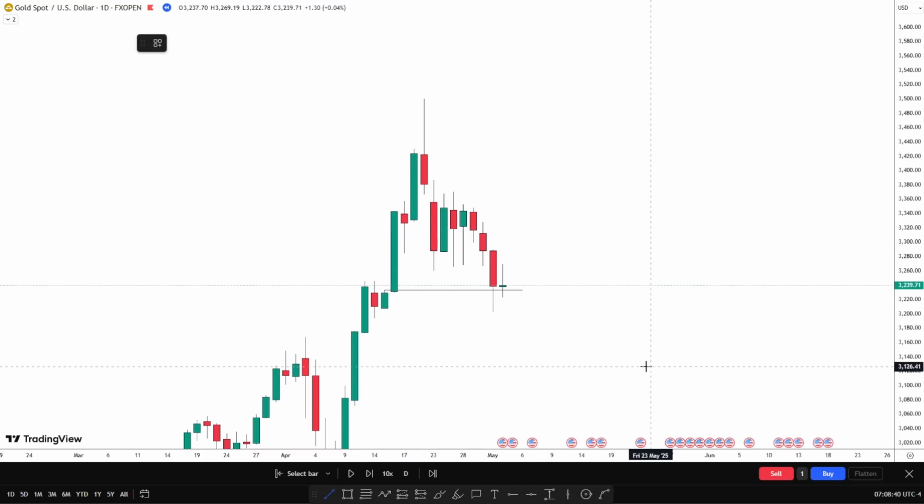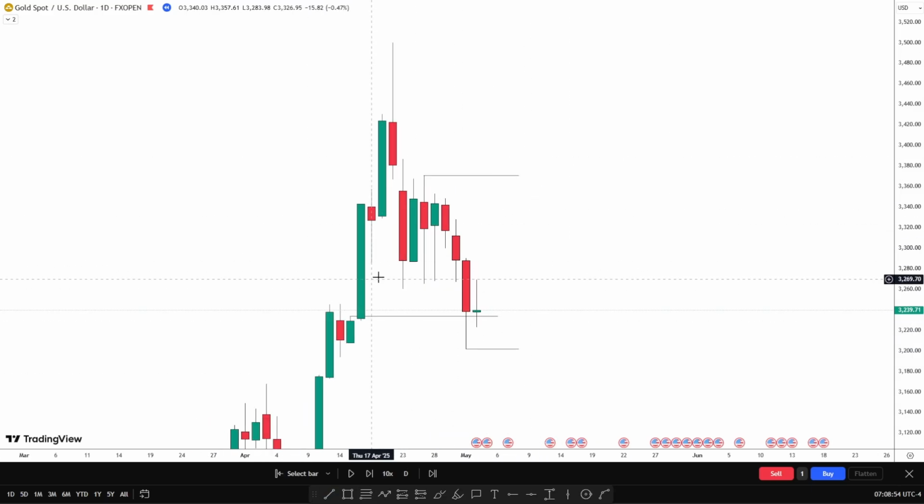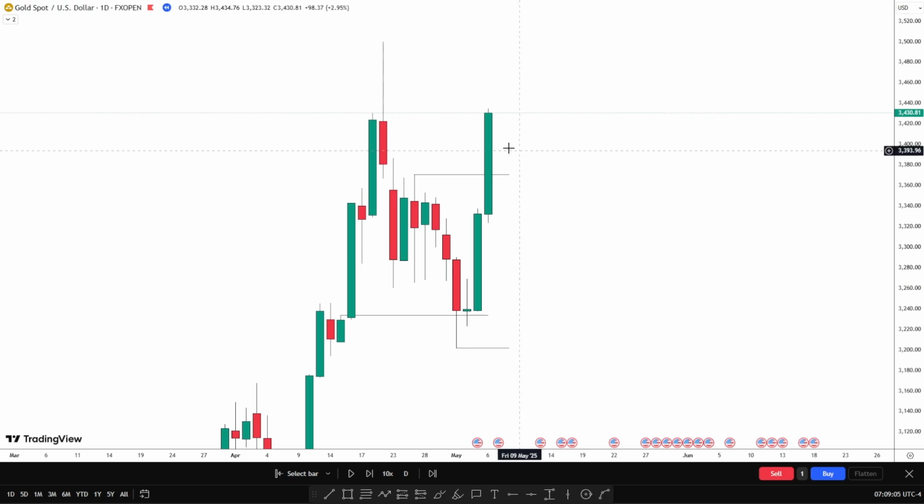Now, where's our next most likely draw for external range? We have this external low here, and we have this external high right here. After taking out internal range liquidity, my best bet is that price wants to now take out some form of external range, whether it be this low or this high here. So let's just see what price wants to do now. Okay, so as you can see perfectly, price has taken out this external draw.